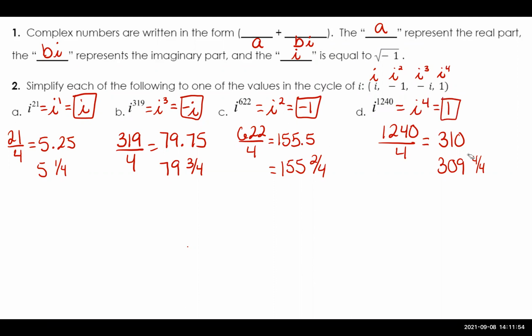So whenever you have a decimal of 0.0, your answer is going to be a 1. Whenever you have a decimal of 0.5, your answer is going to be a -1. When you have a decimal of 0.75, your answer is -I. When your decimal is 0.25, your answer is I.